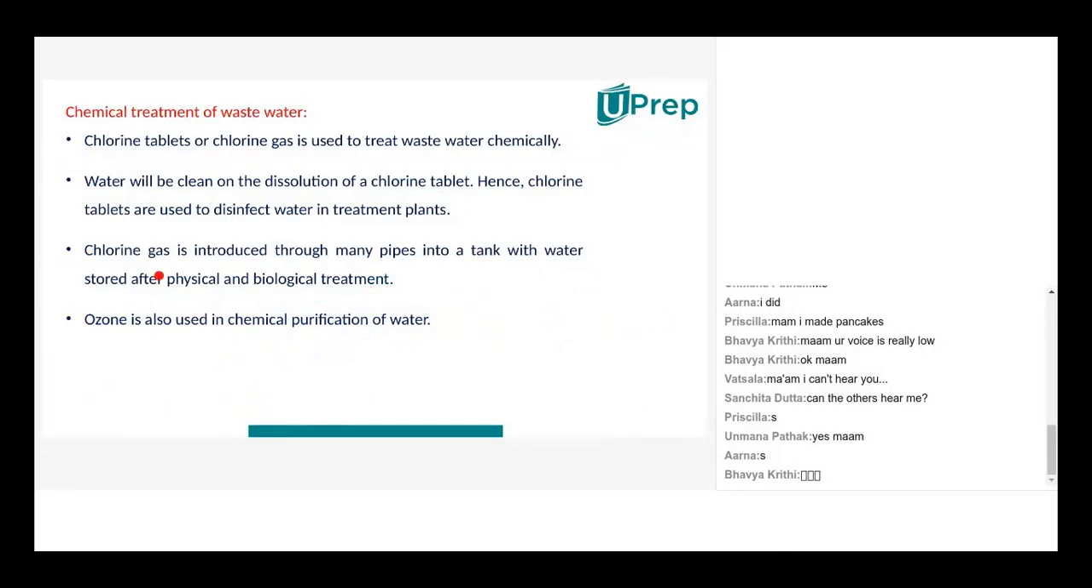So we have used biological, physical, as well as chemical treatments to purify or treat the wastewater, right? Now ozone, at times ozone is also added in chemical purification of water. As I said, it depends on the quality of water, on the quality of wastewater that is coming. So from city to city, there would be engineers who would be deciding whether to use ozone or whether to use chlorine.